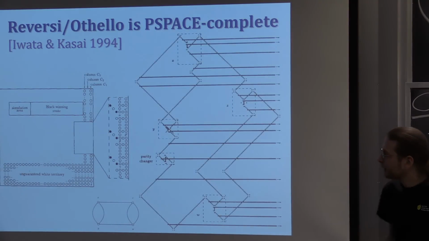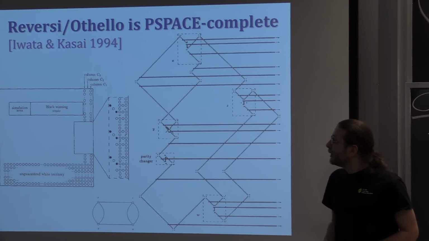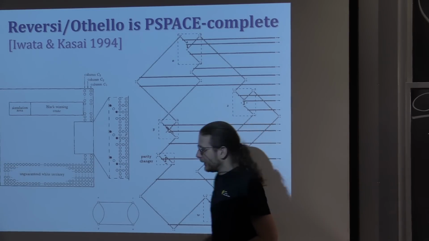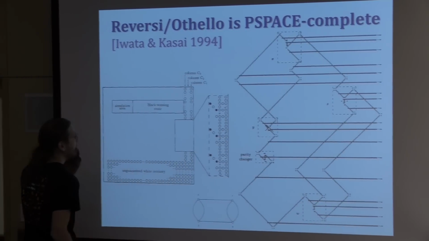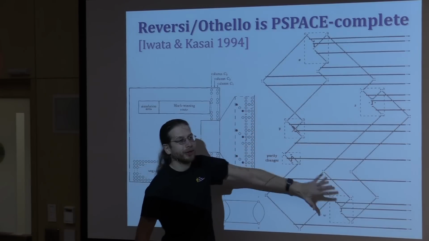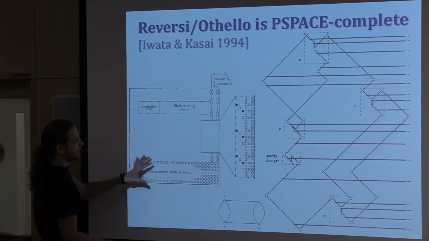So this is PSPACE-complete: given a particular configuration, deciding whether black has a winning strategy is PSPACE-complete. Most of the construction is in here. This box is actually this picture, and that's going to simulate geography. But let me tell you about this other part.